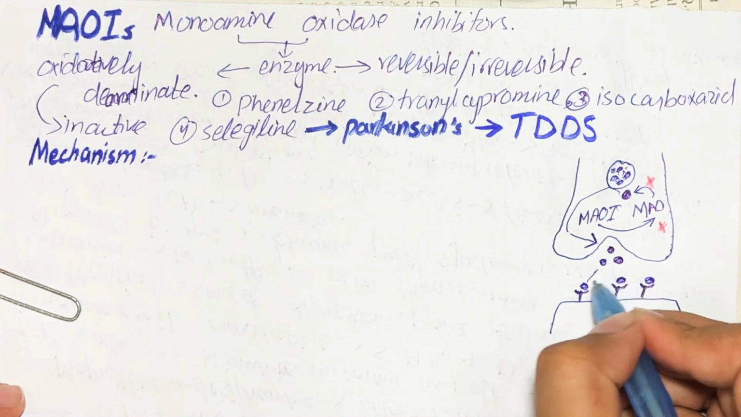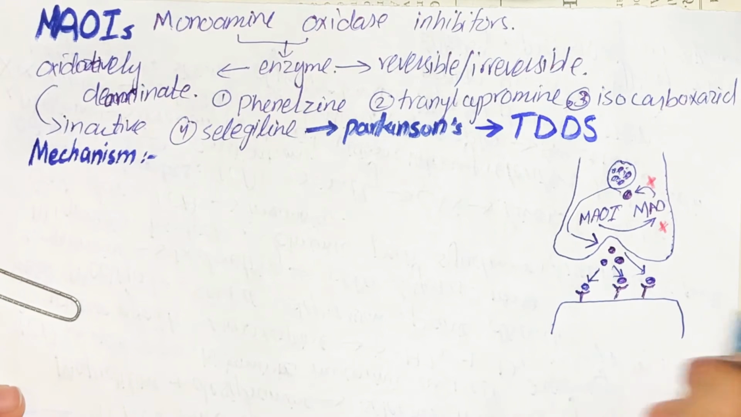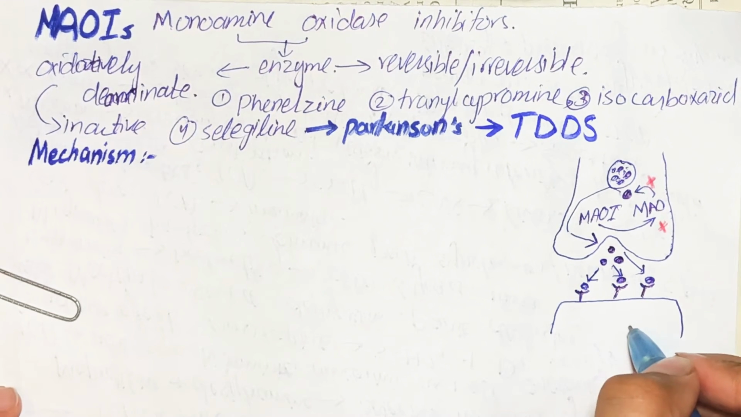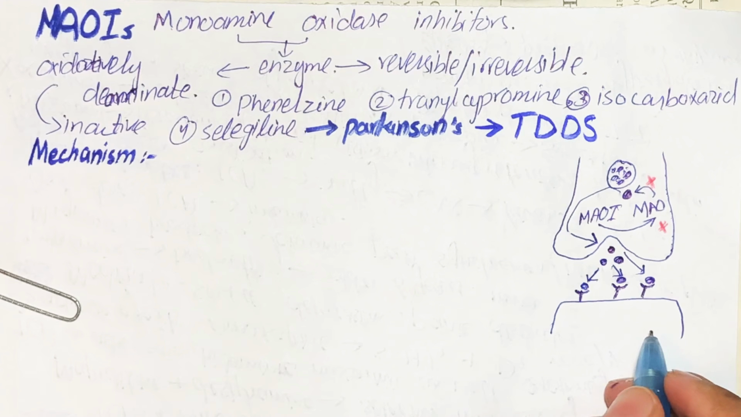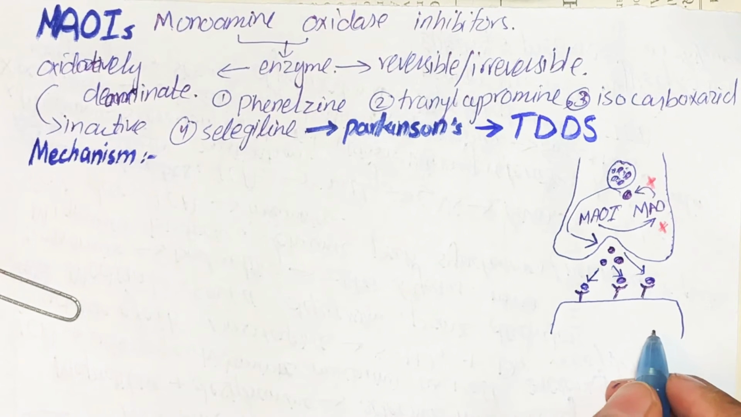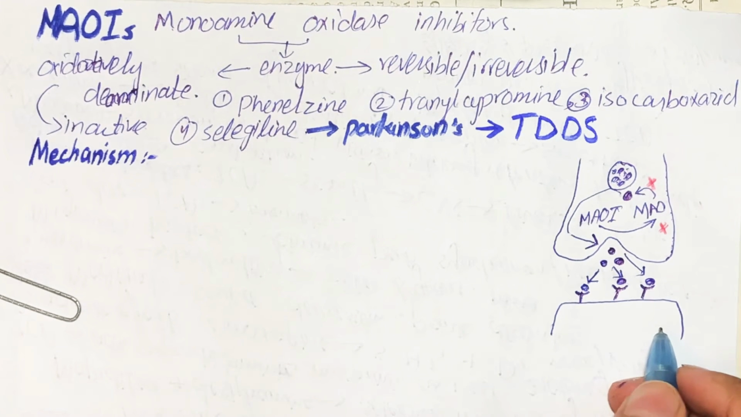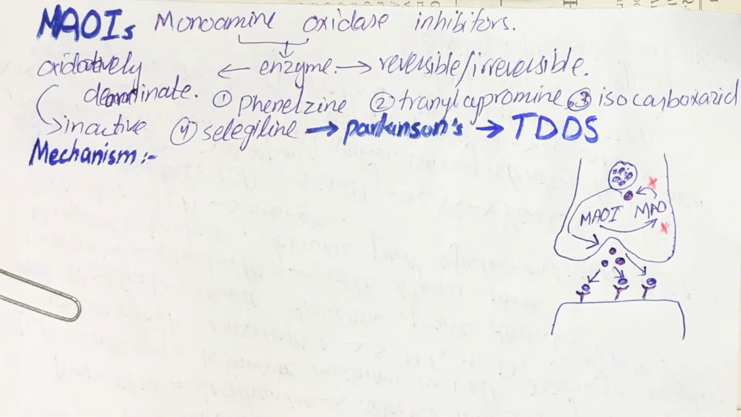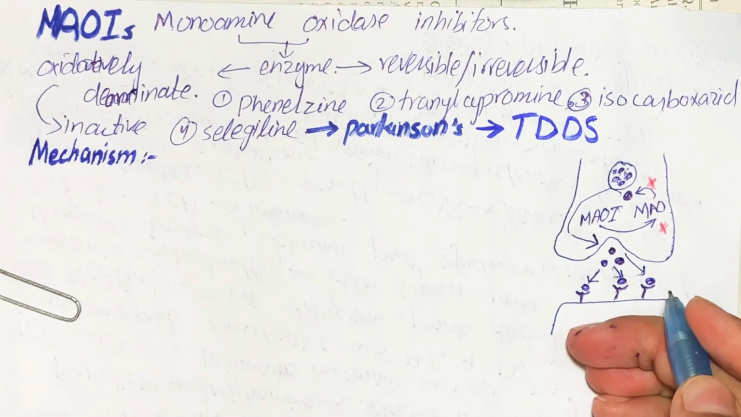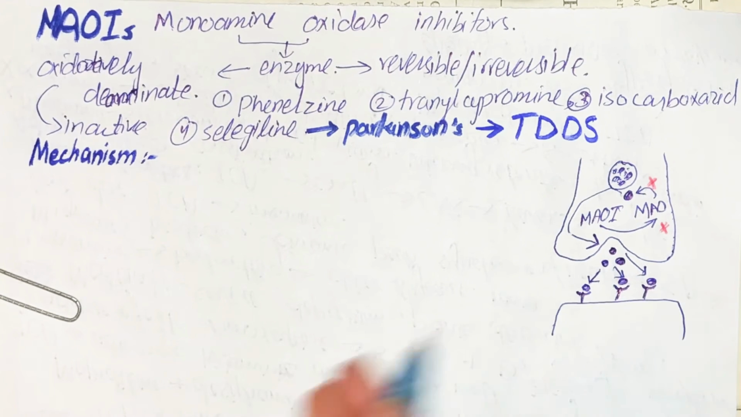and in this way there will be much more of the cellular responses by the neurotransmitter which are present in the synaptic cleft, and there will be more of the antidepressant activity, because now there is more of the serotonin or norepinephrine present in the synaptic cleft, which can show their cellular responses through binding with the receptors. So in this way, this is what we are getting from MAOIs. So this is how they work.